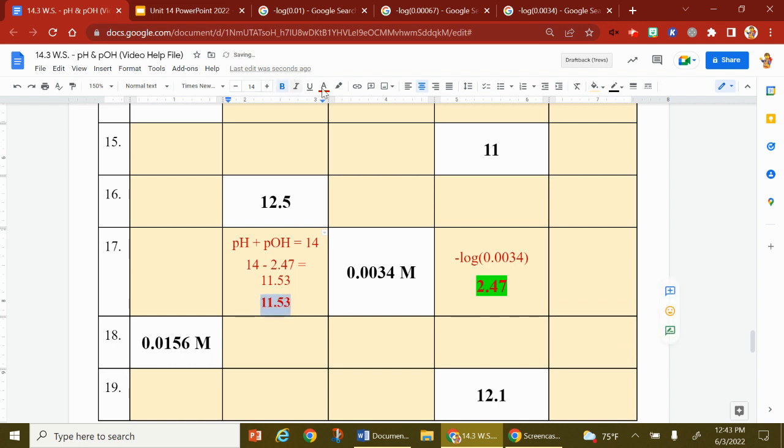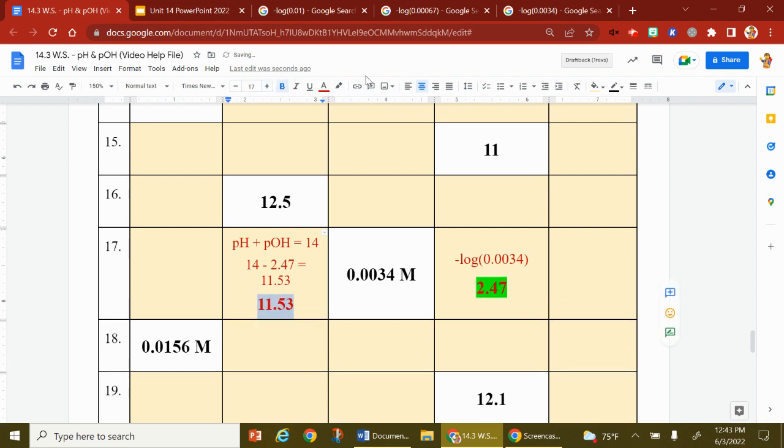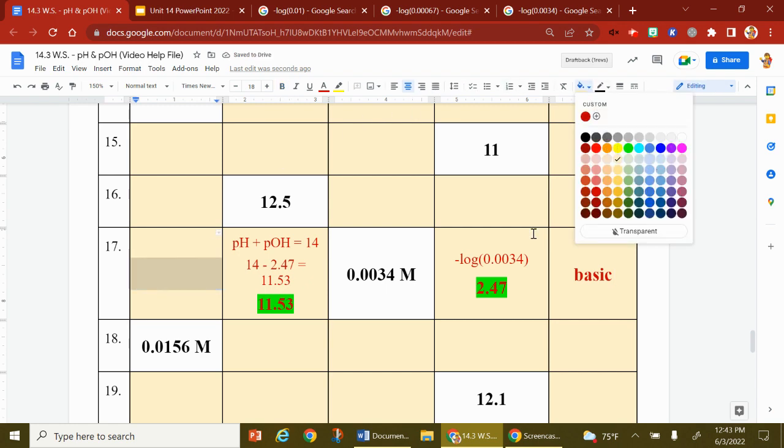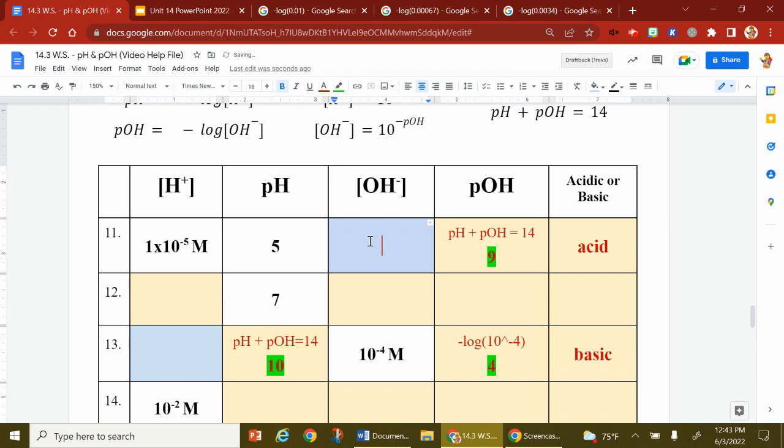11.53. There you go. That is the pH, all right? Now, is it acidic or basic? Well, the pH is greater than 7, so it's basic. All right. So, in conclusion, we're done. Just kidding. Just kidding. I told you I'd tackle these ones right here.